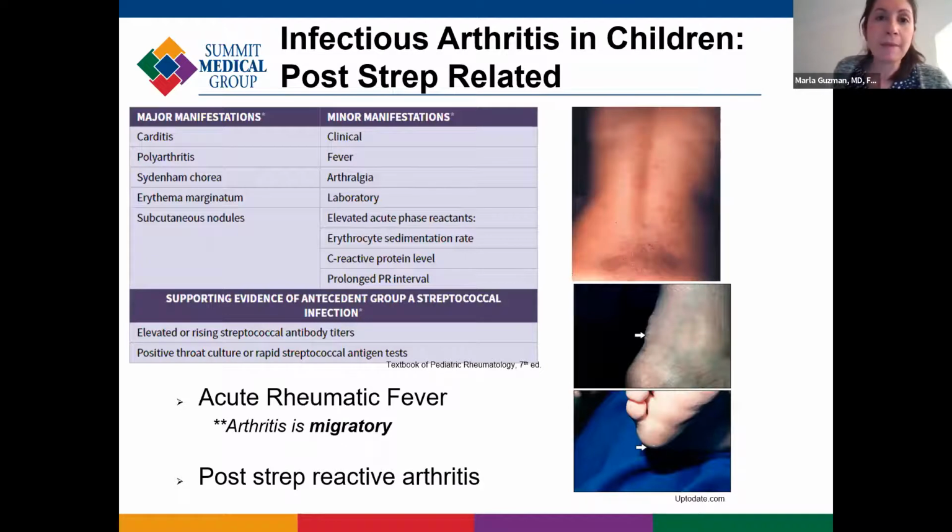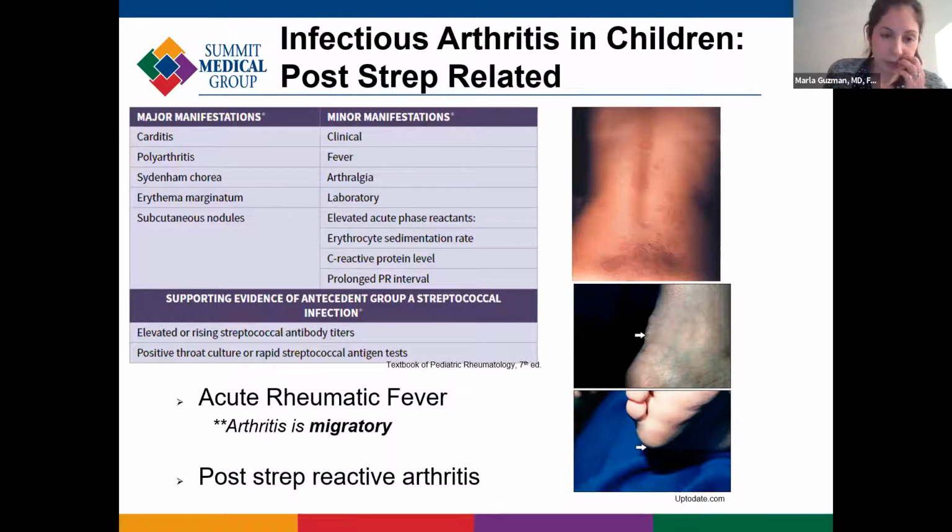Now, another type of infectious arthritis that I'd like to talk about is arthritis related to strep. So strep pharyngitis, or even a strep skin infection, can cause a couple of different conditions that may cause arthritis after the strep has cleared. These are conditions that occur with untreated strep infections. So a child may not know that they had strep, or they may not have been prescribed antibiotics, and then the strep can cause these two conditions.